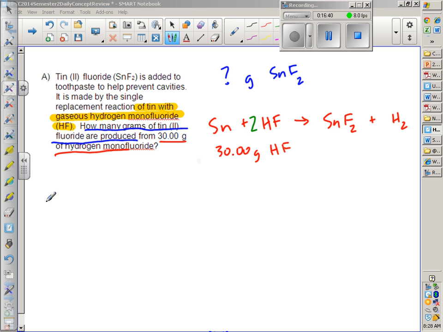So we start off with what we know, right? Times sign, fraction bar. What unit has to go on the bottom of this conversion factor? Grams of hydrogen monofluoride has to go on the bottom of that conversion factor. All right? Now, we might be tempted to do this.